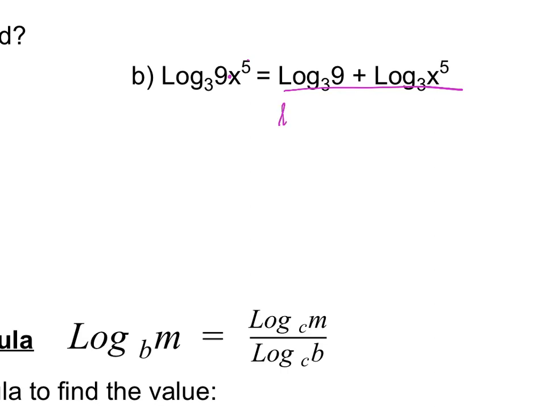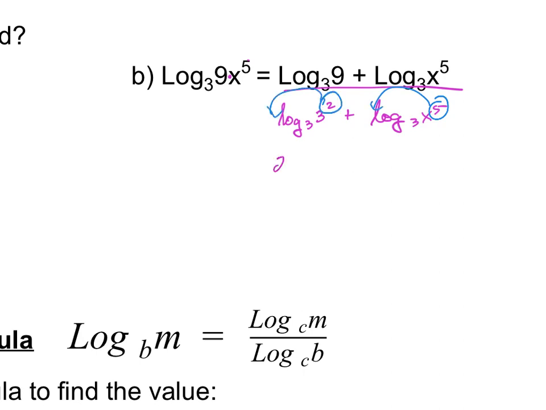Okay, so then if we continue on, that is the log base 3 of 3 squared plus the log base 3 of x to the 5th. Both of these now have a power rule. So I have the power rule right here. I have the power rule right here.